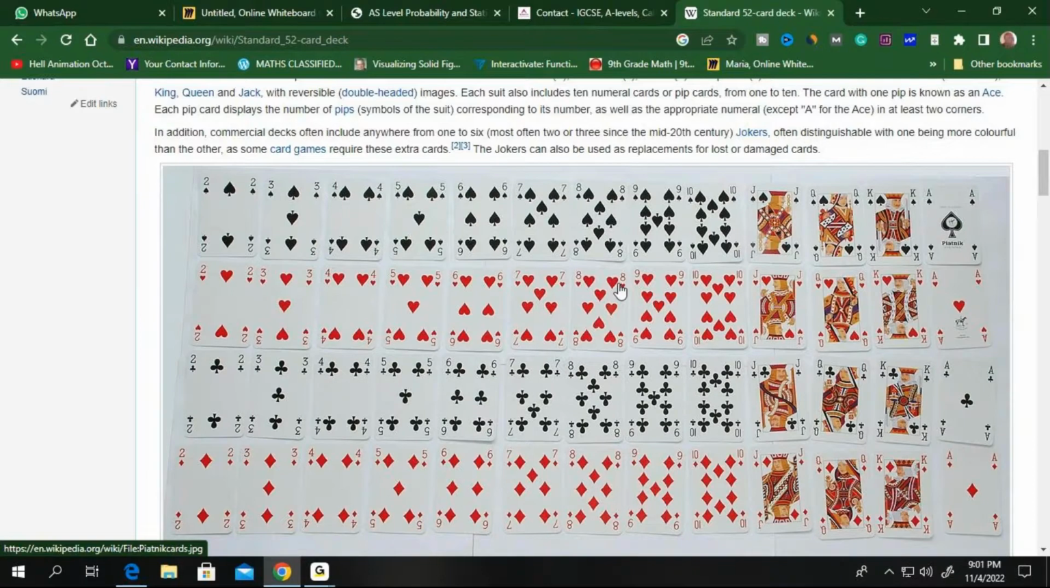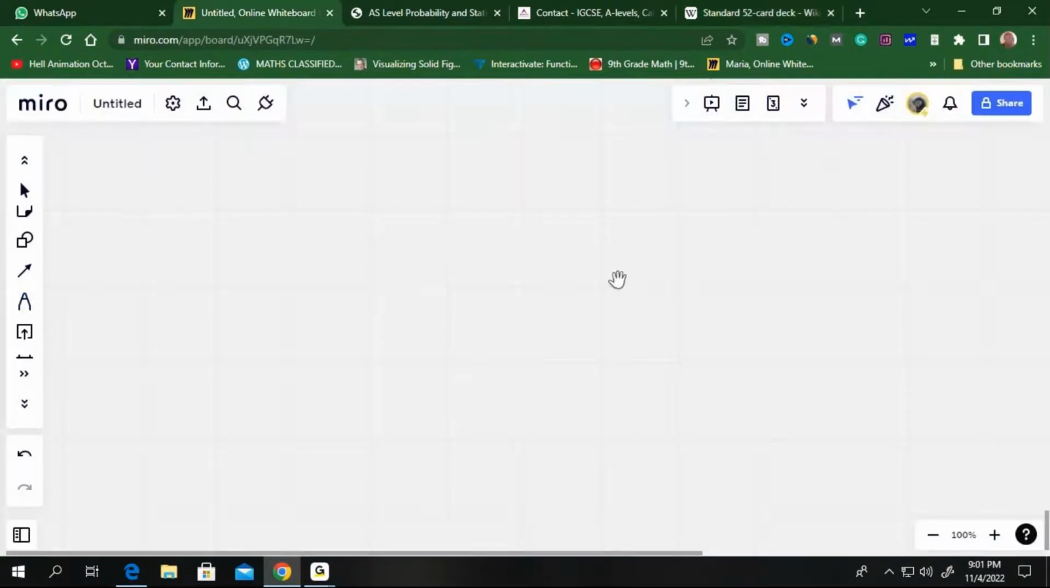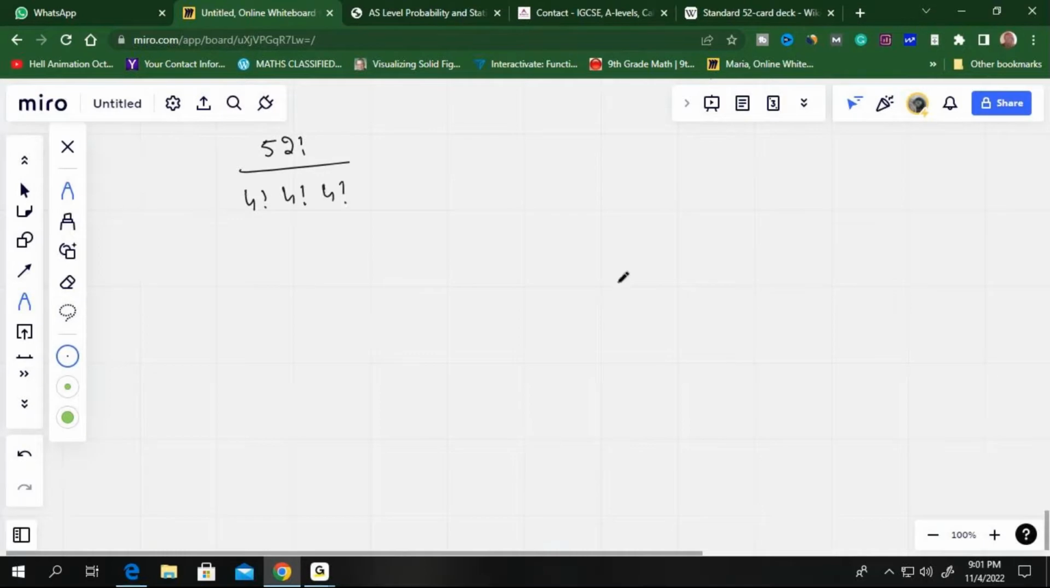So 52 factorial upon 4 factorial into 4 factorial into 4 factorial, that is going to be the answer as far as I've understood. So number of ways is going to be 52 factorial upon 4 factorial whole cube. You can solve and get the number of ways here. This is how we do this part A.